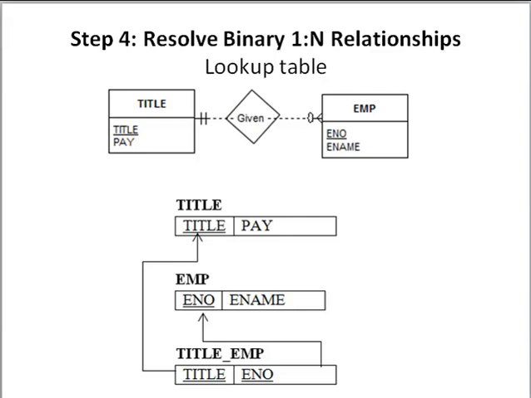And here is another way to resolve that one-to-many relationship. Again, we created the two entities from step 1 because we have strong entities here. And in this case, we create a third relation. I call it title employee. And in that relation, we just add the primary keys of the two entities involved in the relationship.